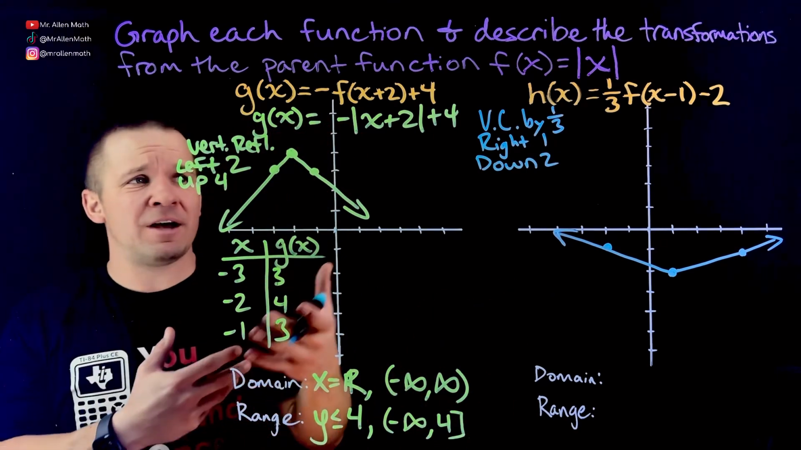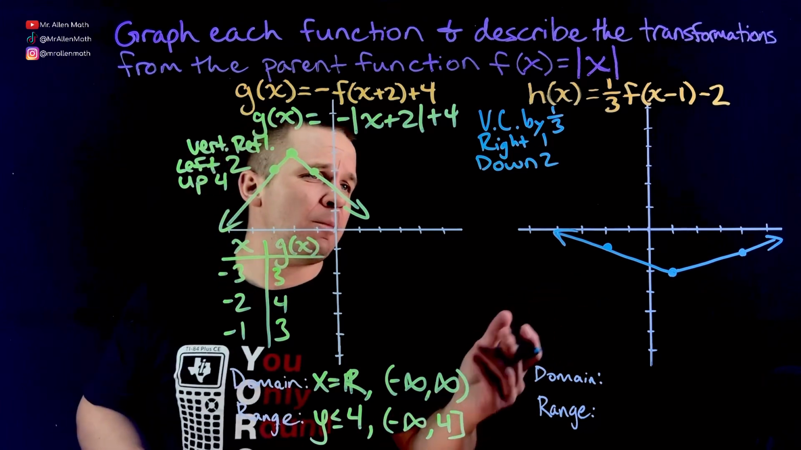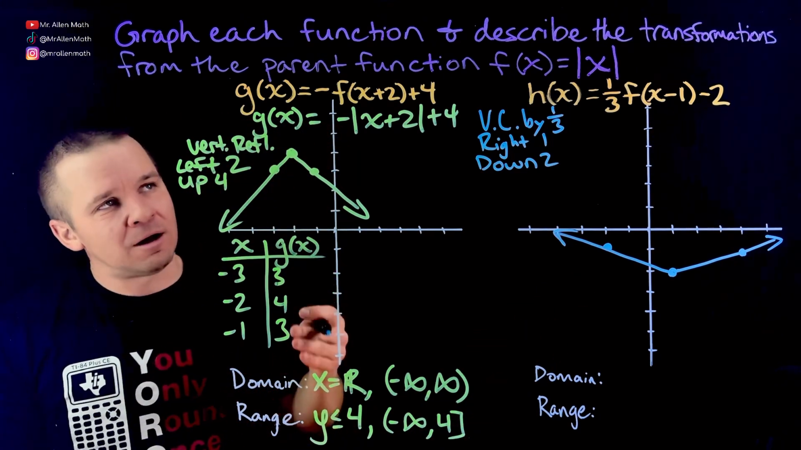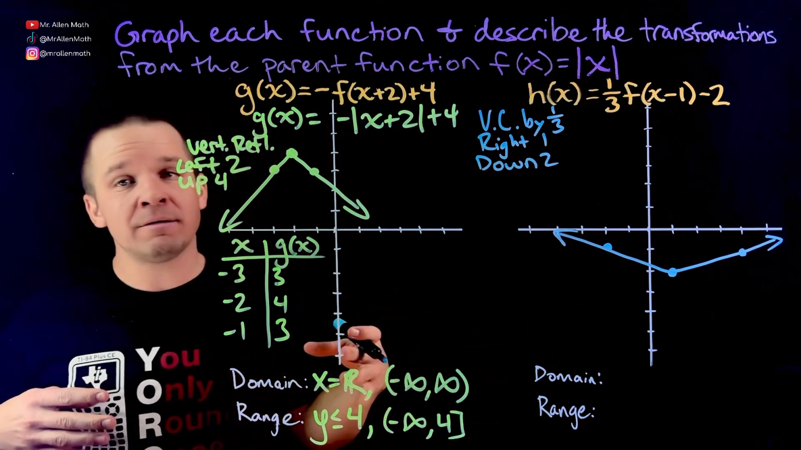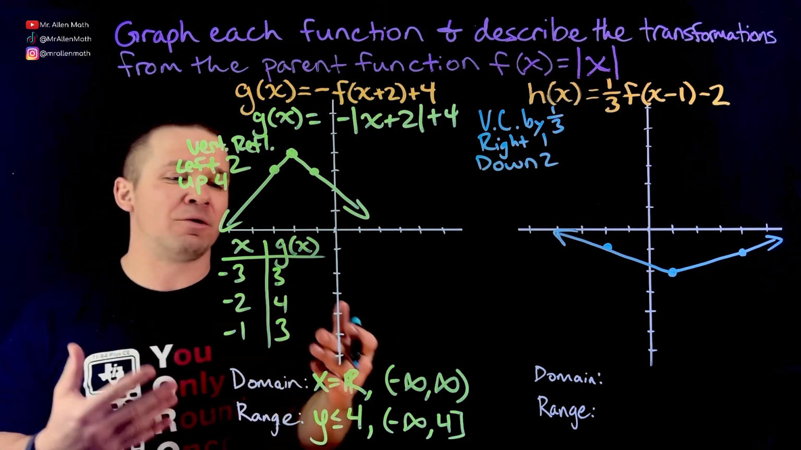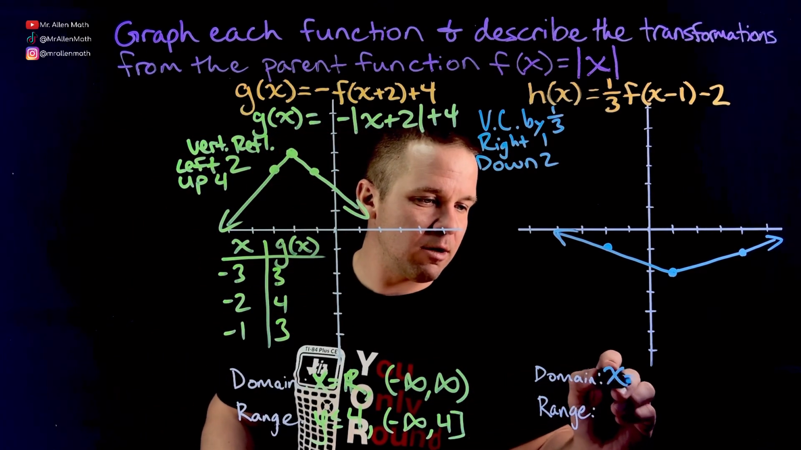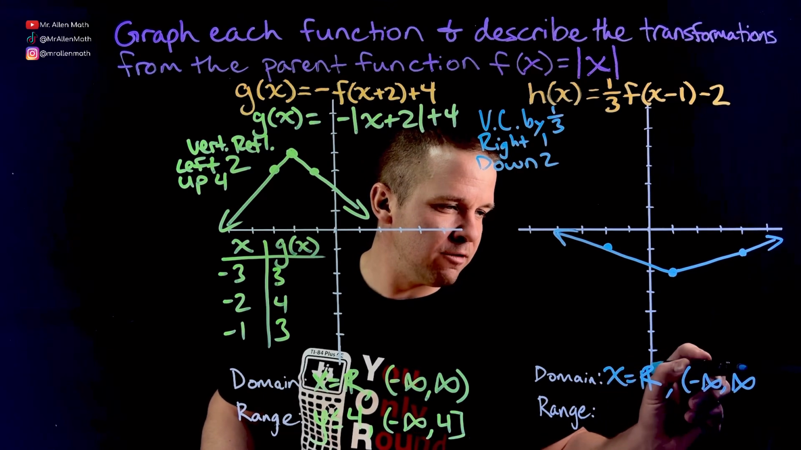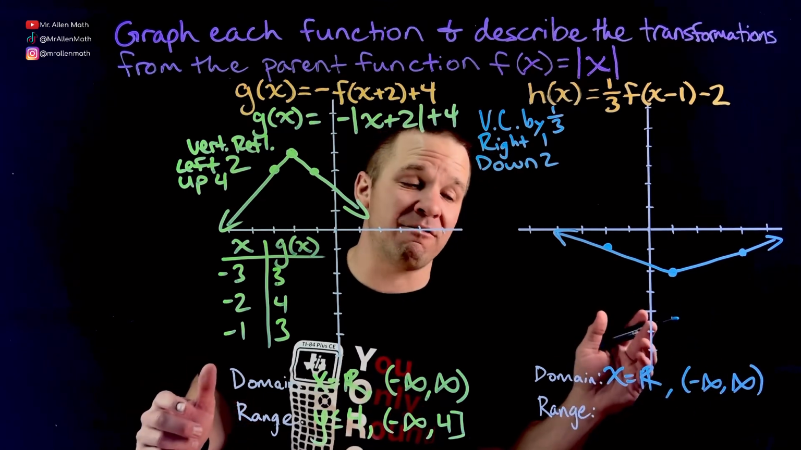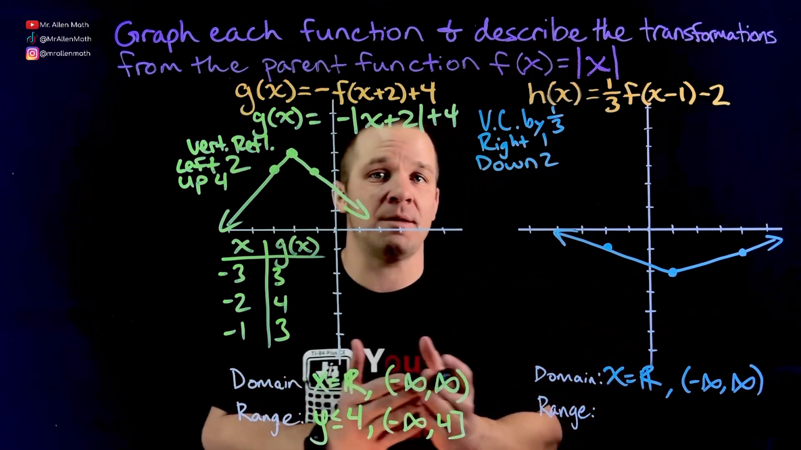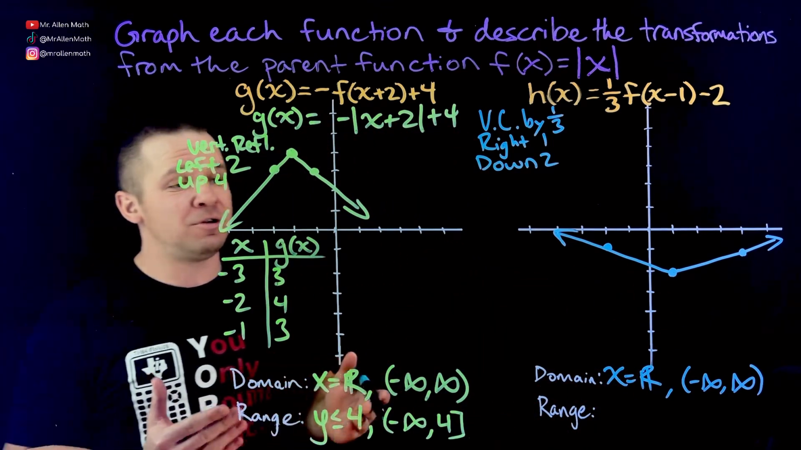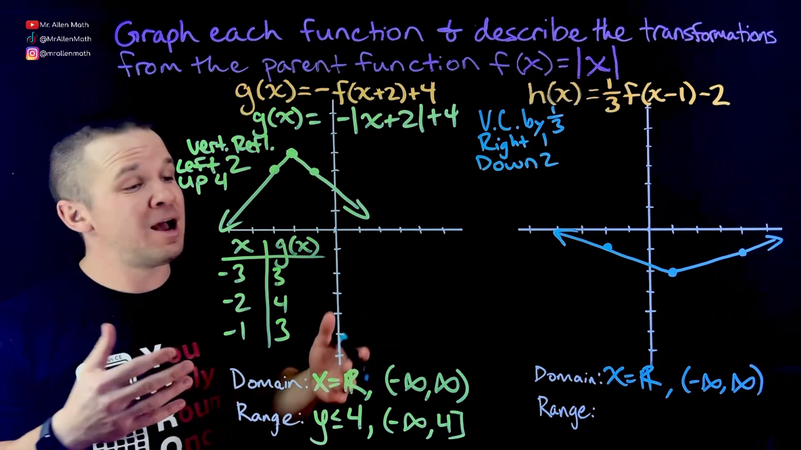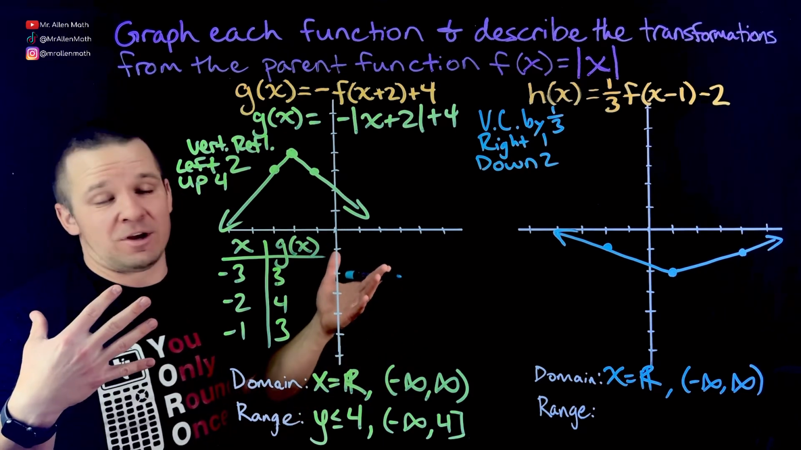So we could do a table of values if we wanted. I'm not going to do it on this one. But let's talk domain and range here and then call it a day. My domain for all absolute value functions is going to be all real numbers, which again can be written like this or in interval notation. Either one's cool. You do not need to have both. These are just two different types of notation, depending on what your teacher uses or requests.